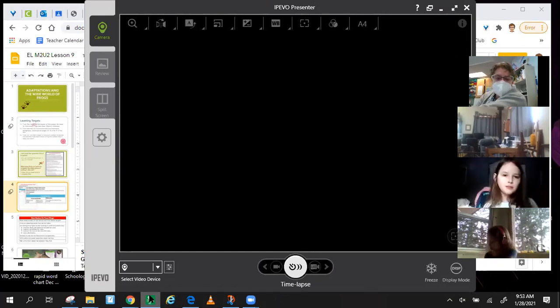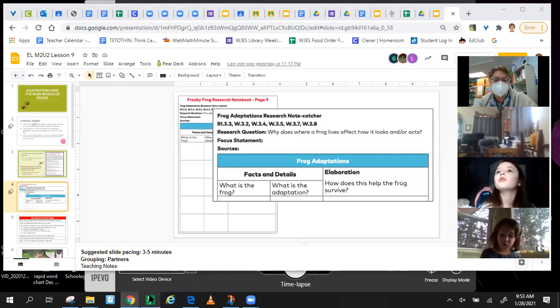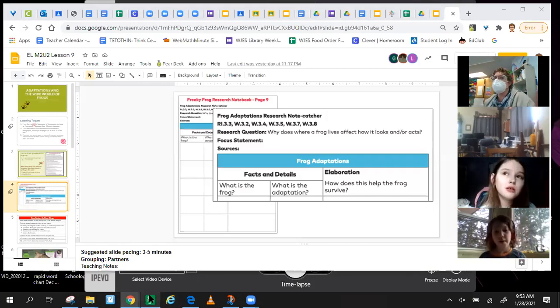Why is it not showing? This is weird. It's just a blank screen, my friends. I'm going to turn it off and turn it on again and see if it'll show you an actual picture of the page. All right, well, just look at the screen. It'll give you enough to know which page we are looking at. The things we are focusing on: what kind of frog is it? What is the adaptation and how does it help it survive?